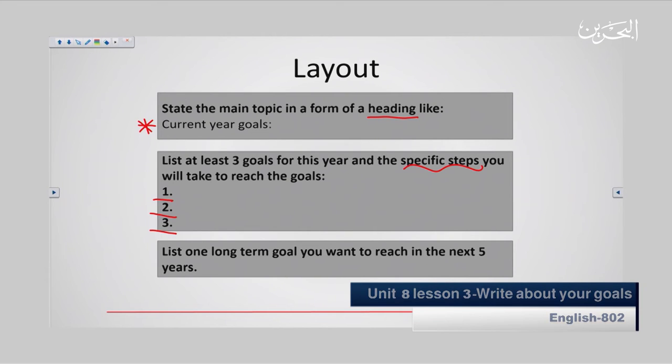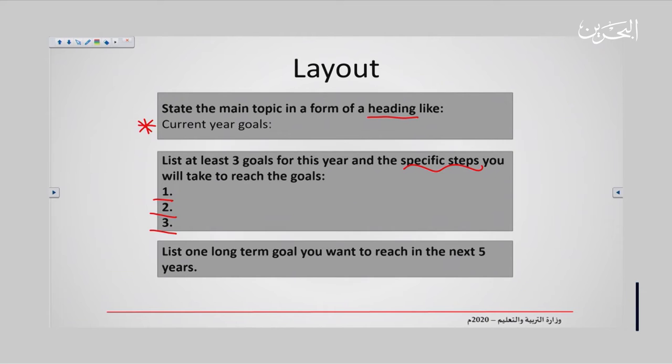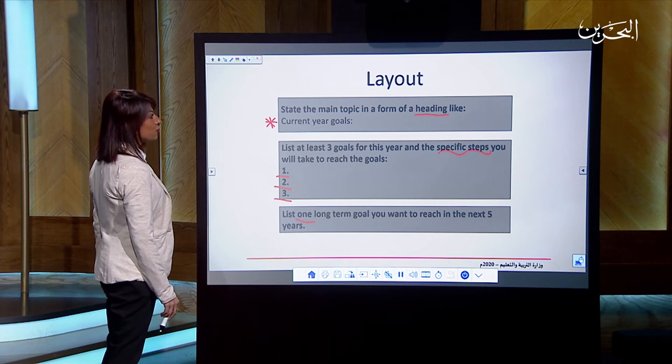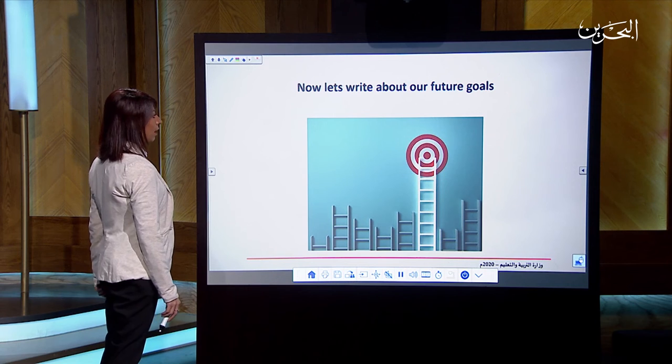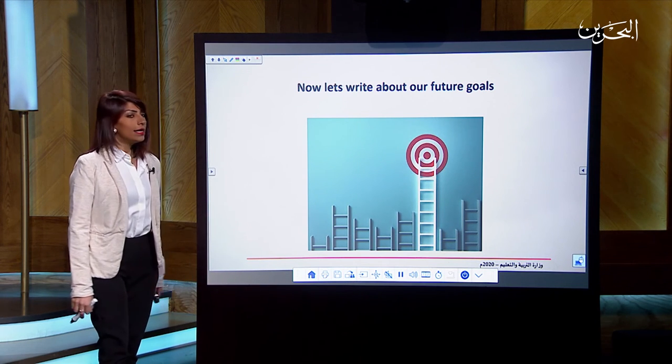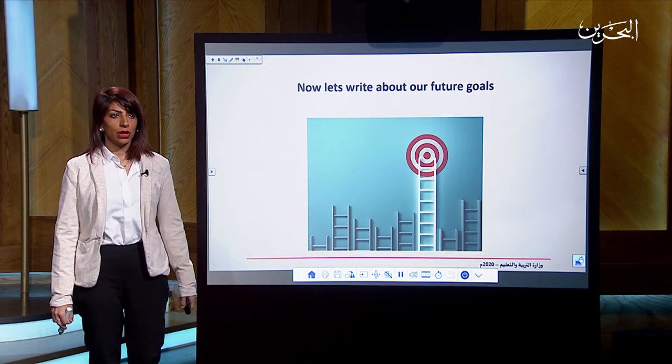Maybe you want to be a teacher, maybe you want to be a doctor. It depends on what's your plan, or it could be any other long-term goal. So it will be only one, and you will mention it, then you are done. Let's see a structure. Now, we're going to write about our future goals.